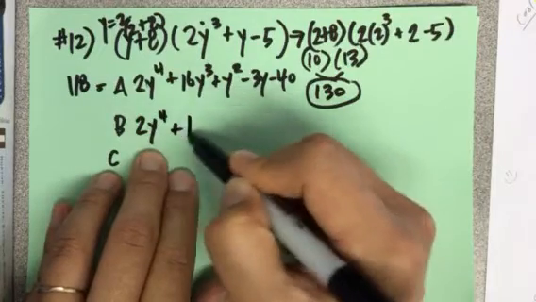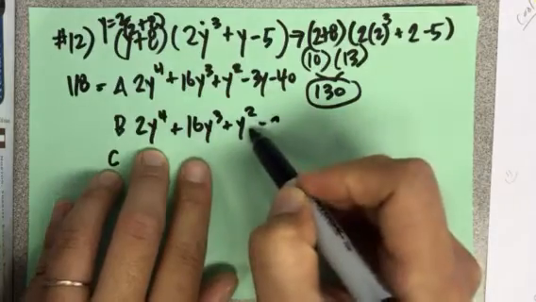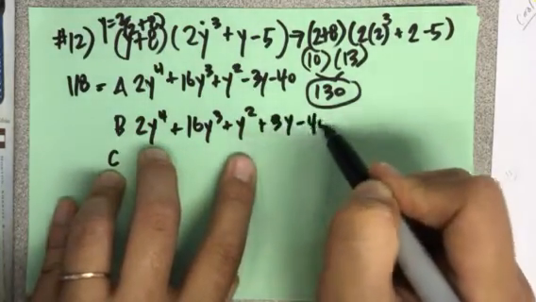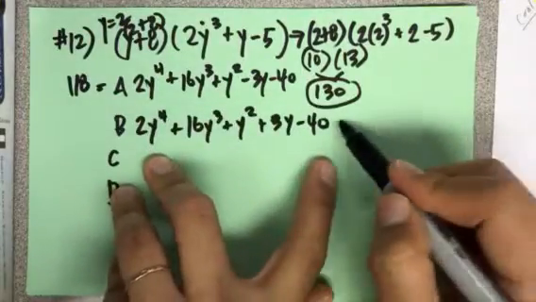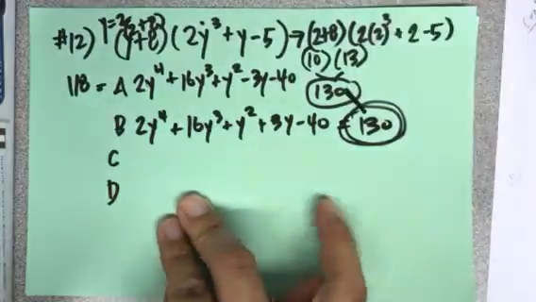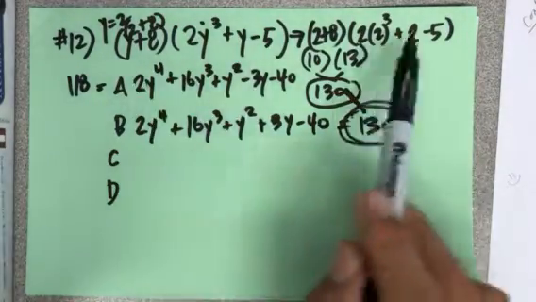2y to the fourth plus 16y to the third plus y squared plus 3y minus 40. If you plug the 2 into that, it will equal 130, and then you will get a match made in heaven. Super easy, right? All you had to do was choose a number, you plug it in, and then find the match.